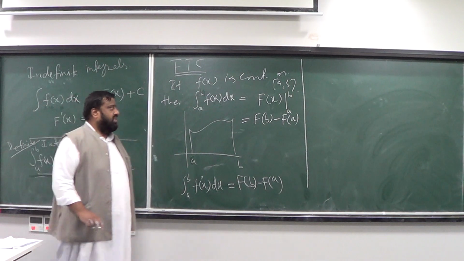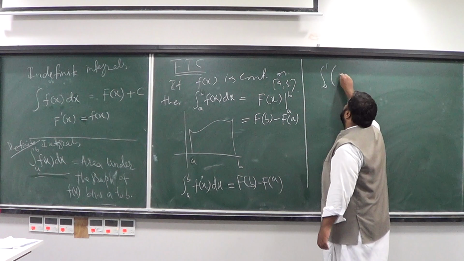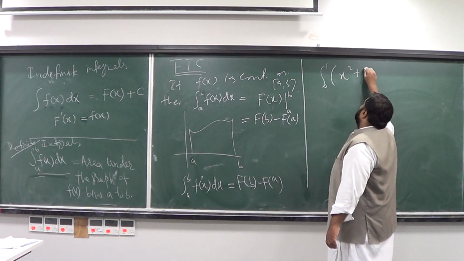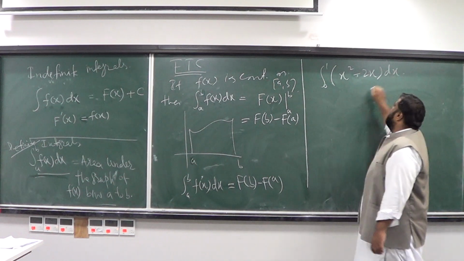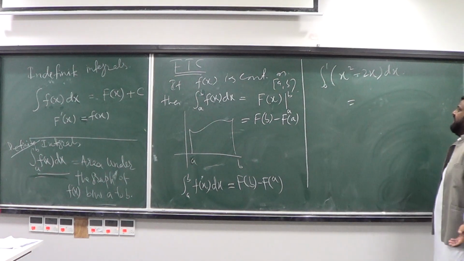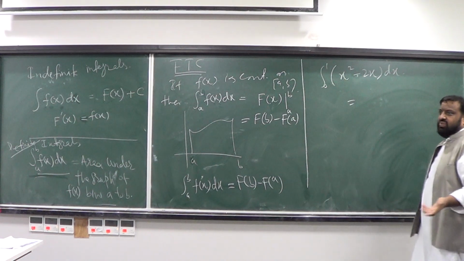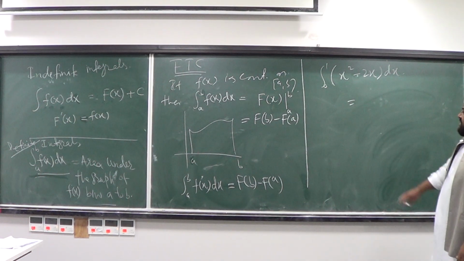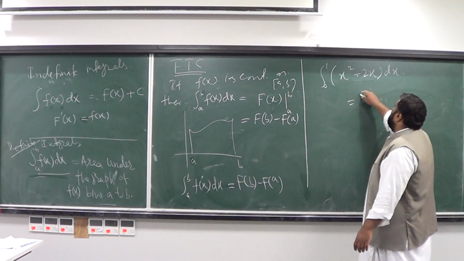Okay, so for example, if you have to compute the integral from 0 to 1 of, say, x squared minus 2x dx. What is this theorem telling you? Since this is a polynomial, it's continuous over 0 to 1, so there is no trouble in it. This fundamental theorem of calculus tells you to compute the antiderivative of it.